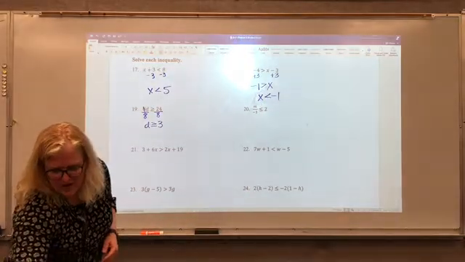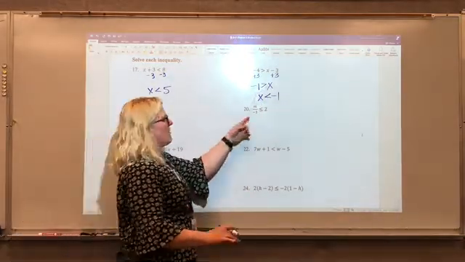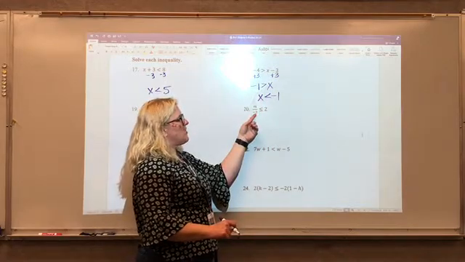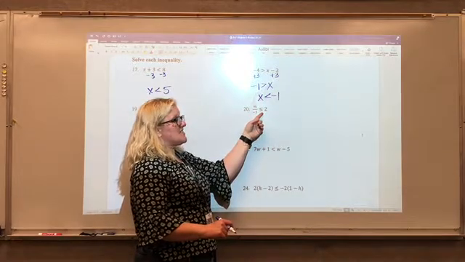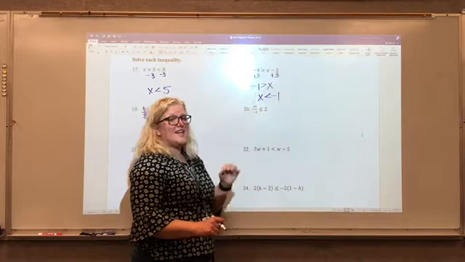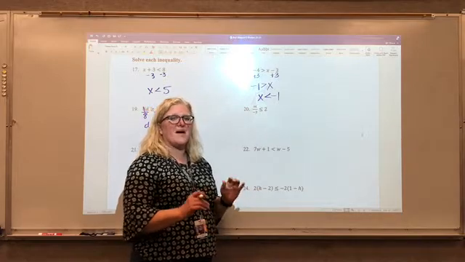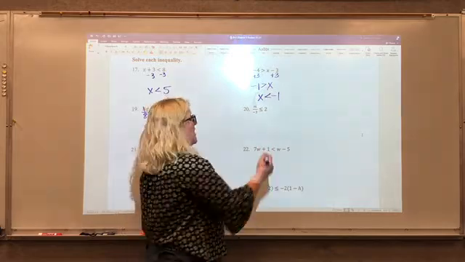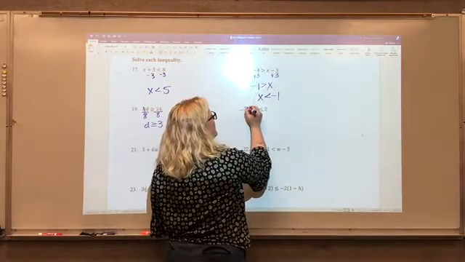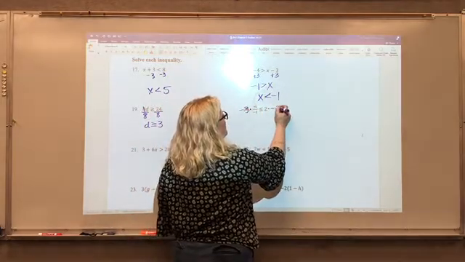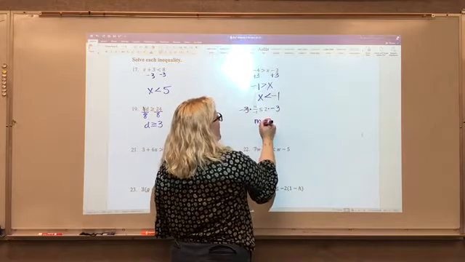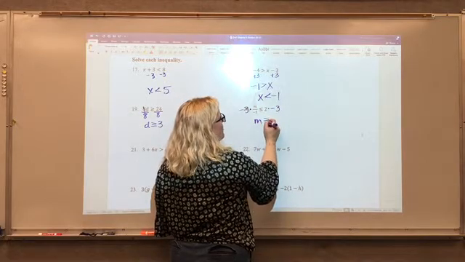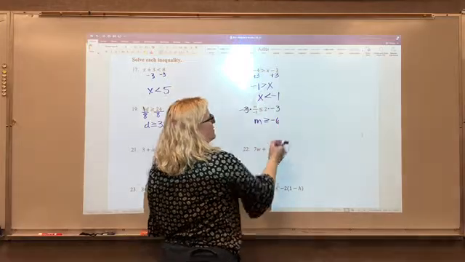Okay, over here, I have m divided by negative 3 is less than or equal to 2. So I need to multiply both sides by negative 3. And you remember what you need to do when you multiply by a negative. We need to flip the sign. So we're going to have m is greater than or equal to negative 6.